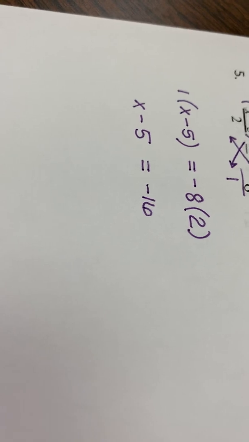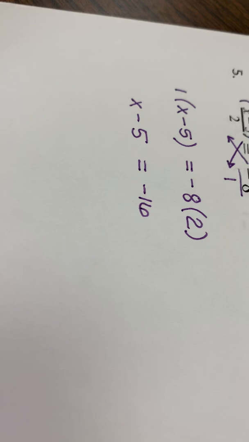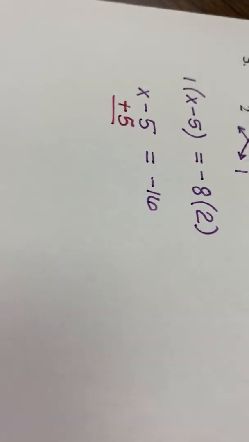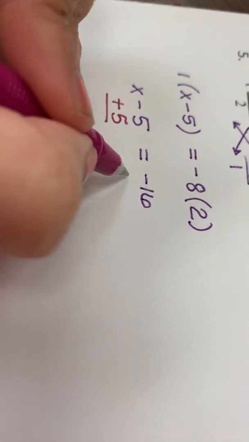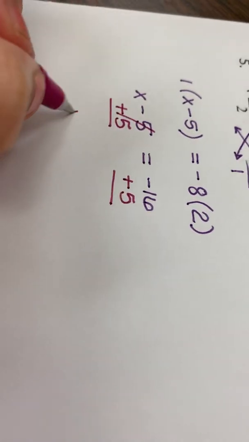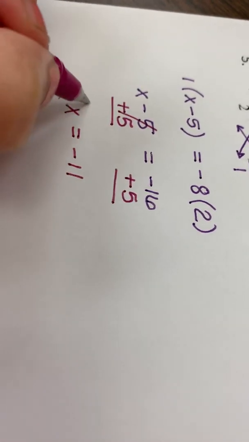So now what do I need to do? I need to move this 5 over. So the opposite of subtraction is addition. I'm going to add 5 to the left and then add 5 to the right. And now I have x equals negative 11.